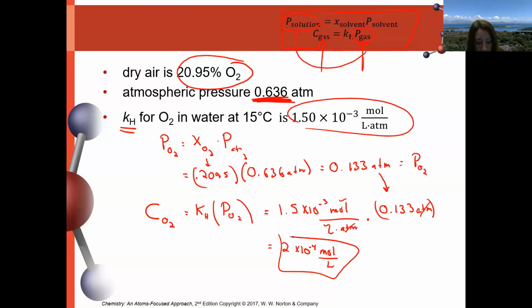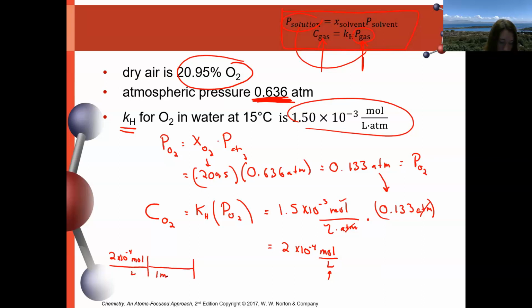Milligrams per liter, it's not so bad. So this is already in liters. All we need to do is get from moles to milligrams, right? We can go from moles to grams using molar mass, and then we just go from grams to milligrams, 1,000 milligrams in 1 gram, right? So we can do this all in one piece, which I'll do-ish over here. I'll try it. 2 times 10 to the negative 4th. And now I'm just going to use this as a conversion. Moles over liters.